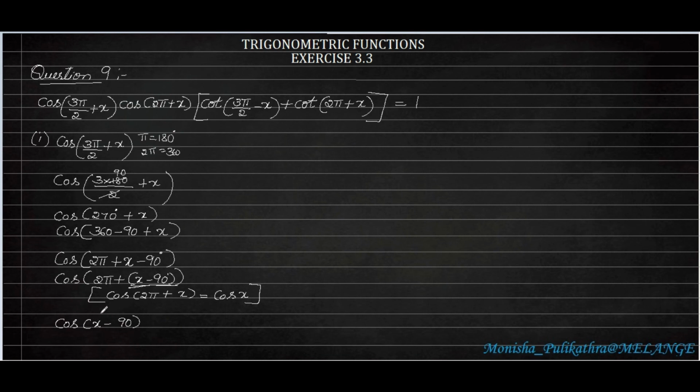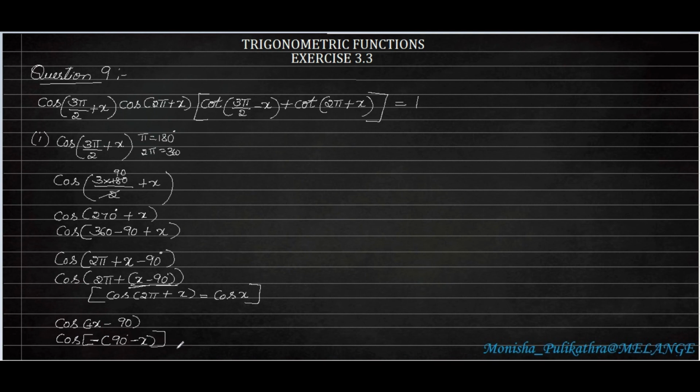Next, there is no value for x minus 90, so we need to interchange it again. Don't get confused, we have to do this in order to get the correct value. So I will take minus common. Minus into plus x will be minus x, and minus into minus 90 will be plus 90. So I have just rewritten cos of x minus 90 as cos of minus of 90 minus x.